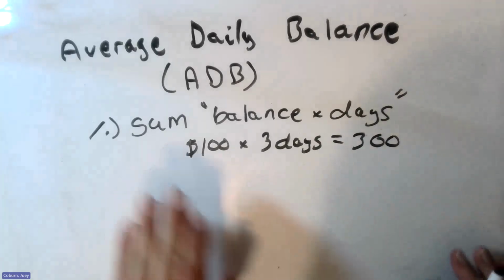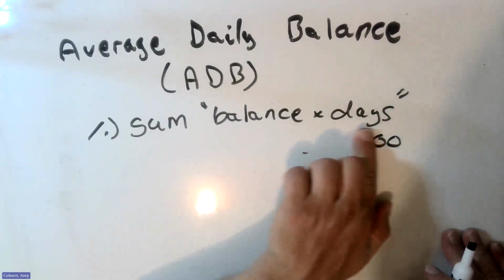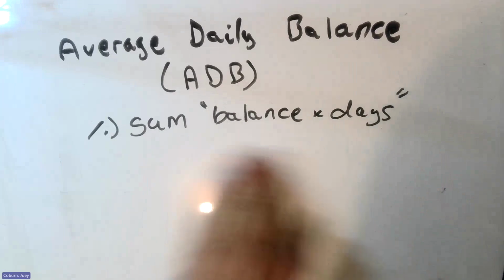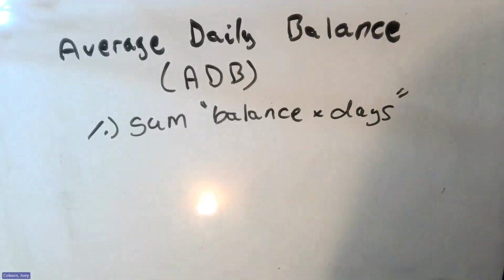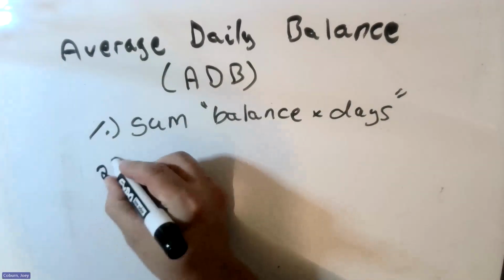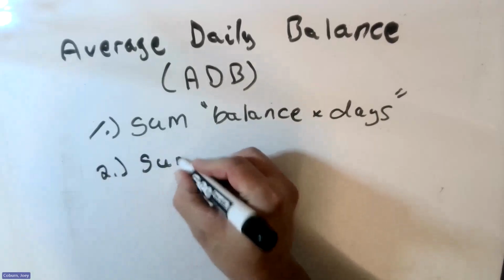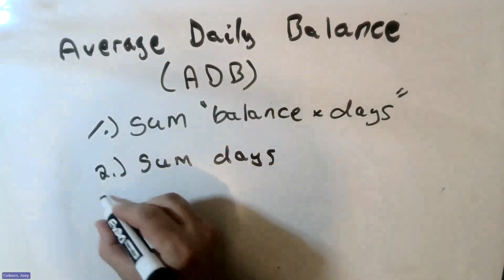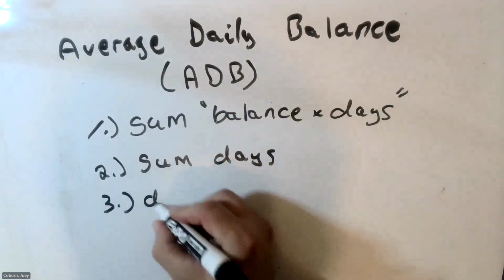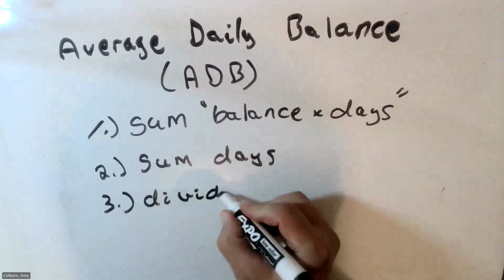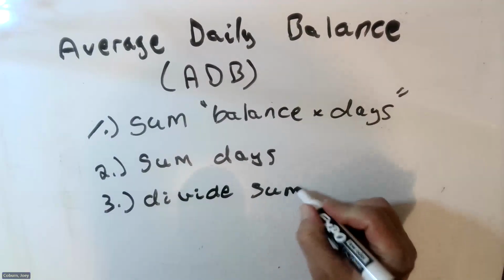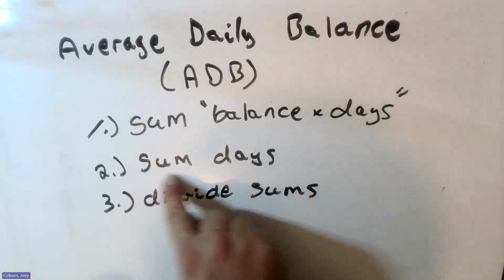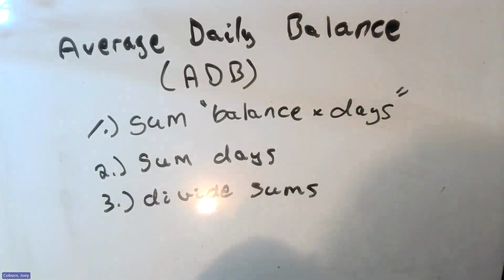And we're going to do this for every balance in our credit card account. And then we're going to sum all of those balance times days. The second step is we'll sum the days. And then the third step, we'll divide the sums. And specifically, the sum from step 1 will divide by the sum in step 2.